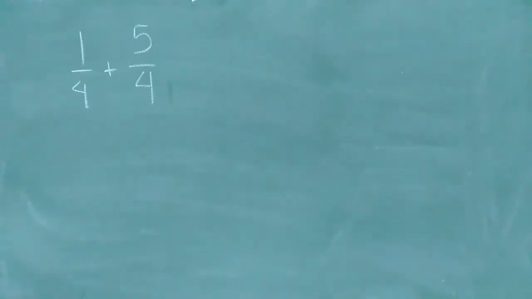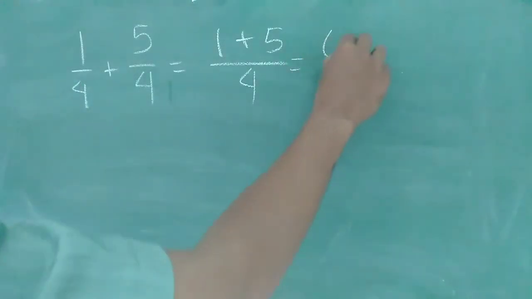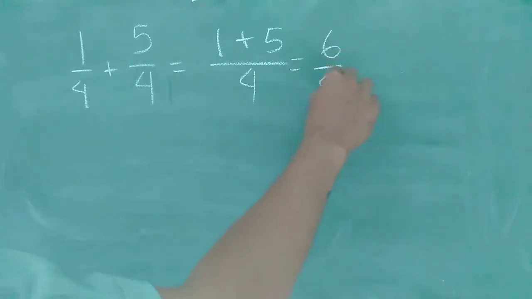Let's have an example. 1/4 plus 5 over 4 is equal to 1 plus 5 all over 4. 1 plus 5 is 6 over 4. In this case, we have 6 over 4 that can be simplified or reduced.